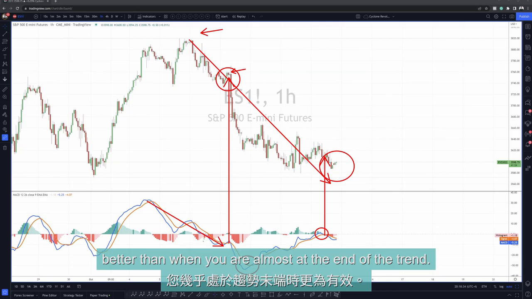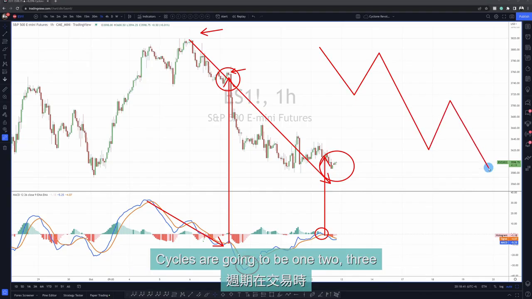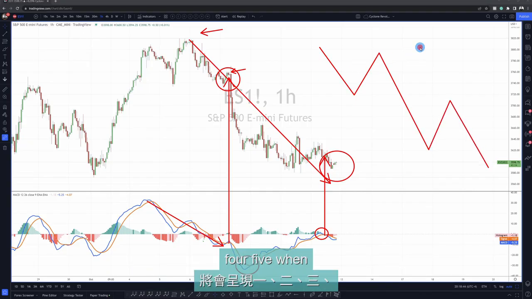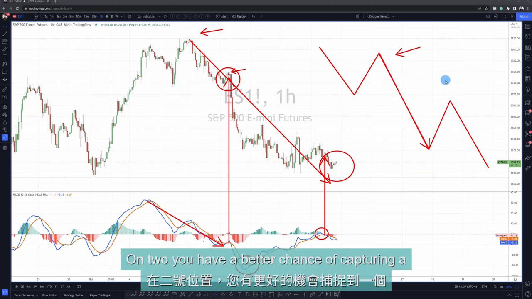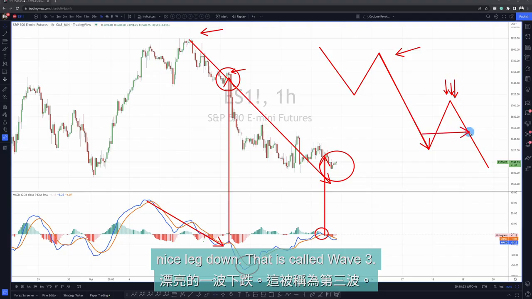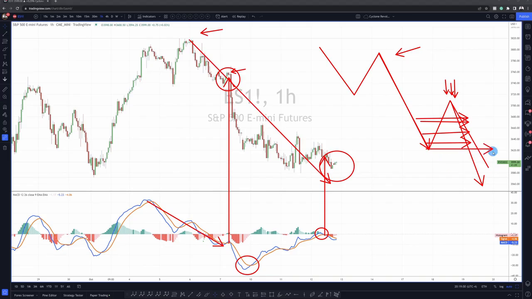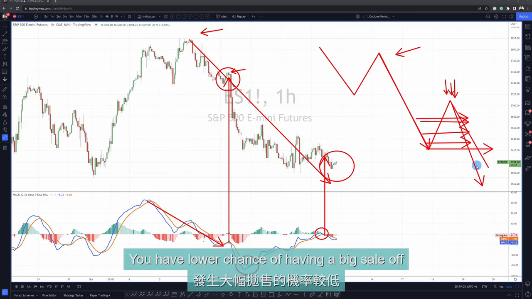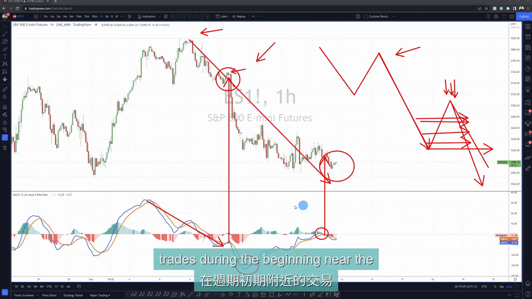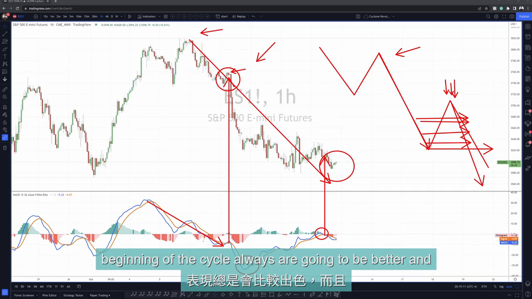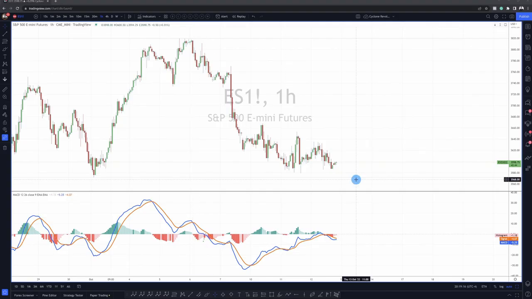Make sense? So don't forget that Elliott wave cycles are going to be 1, 2, 3, 4, 5. When you are trading on 2, you have a better chance of capturing a nice leg down that is called wave 3. When you are finding the end of 4, when you are trading near the lows, you have a lower chance of having a big sell-off because it's wave 5. So you have to be more careful. Make sense? Trades near the beginning of the cycle are always going to be better. And that's something that we talk about in the volume profile course as well. We sell at the highs, we buy at the lows.